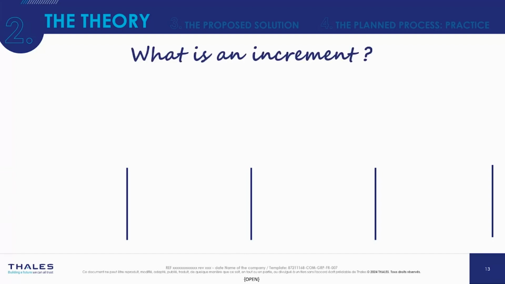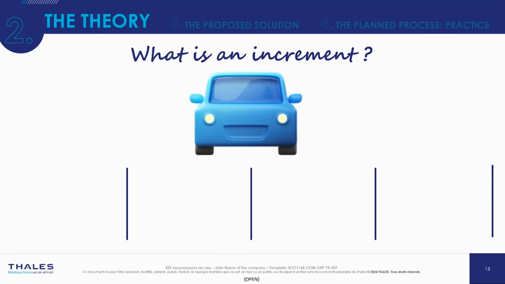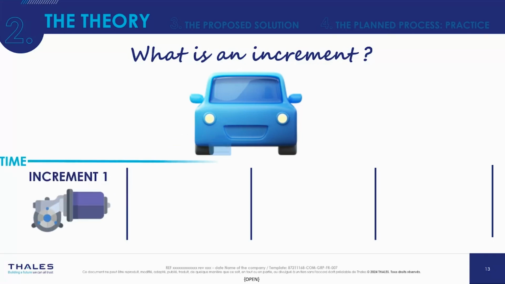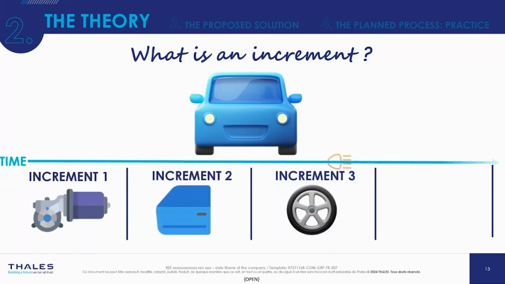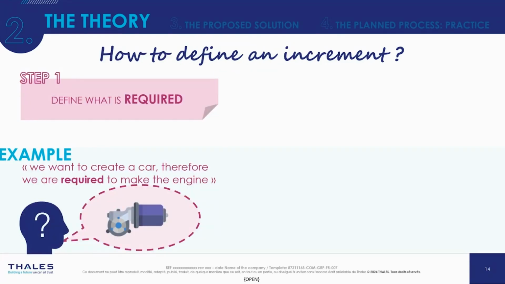Let's imagine you want to build a car. This project is too complex to develop all at once. So we divide the project into smaller parts called increments. Each increment is a step of the project. To understand more clearly how we define an increment, let's continue with the example of the car. To define each part, we start by identifying something that is required. For example, we are required to make the engine.